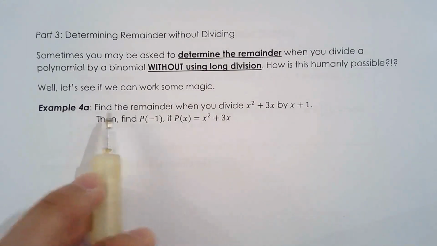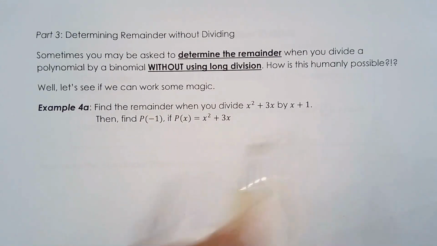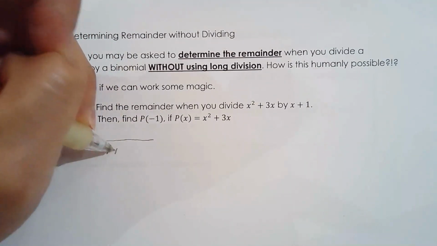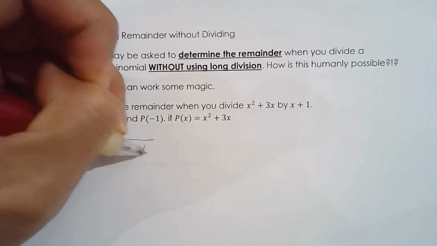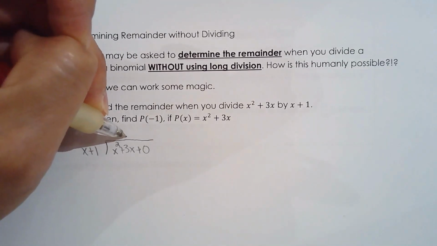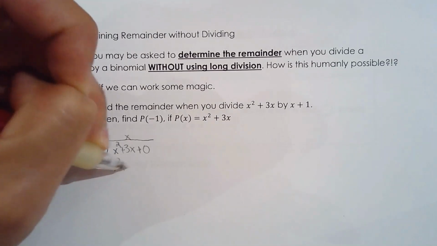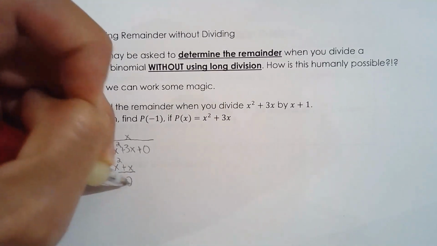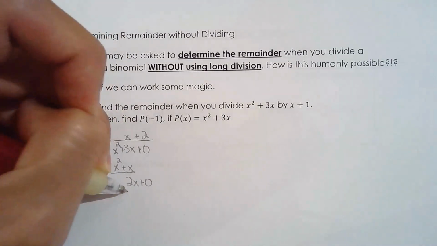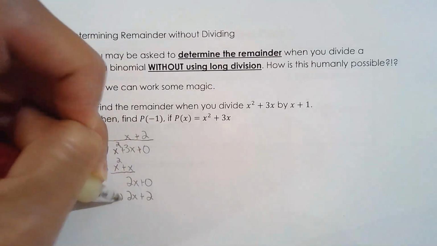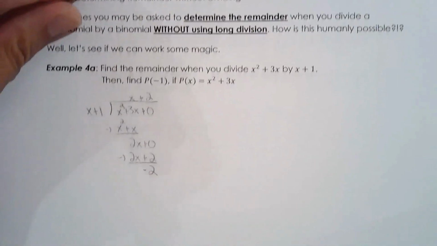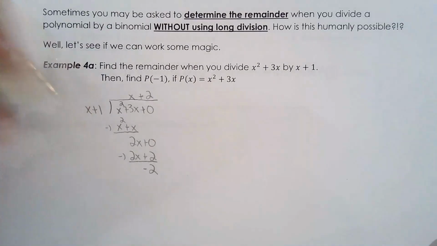Okay, so find the remainder when you divide x squared plus 3x by x plus 1. Let's do that. Unfortunately, we've got to do a few more reps of long division, but since you're first learning how to do it, the extra repetition is great practice for you. Then x. Okay, x times 2 will give me 2x. Be careful, 0 minus 2 is negative 2. So the remainder is negative 2.